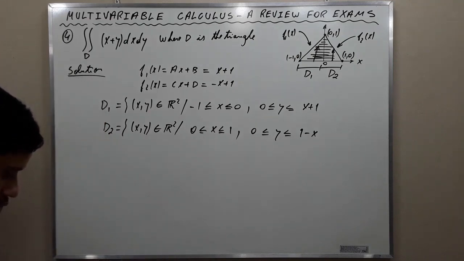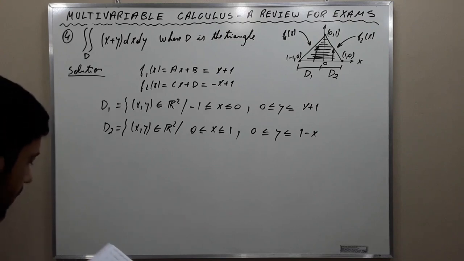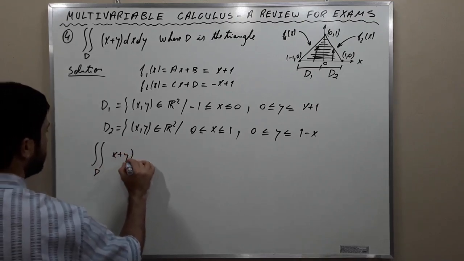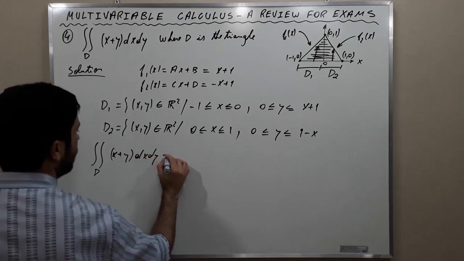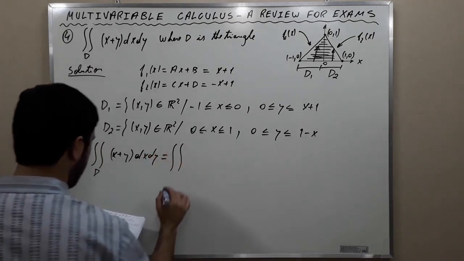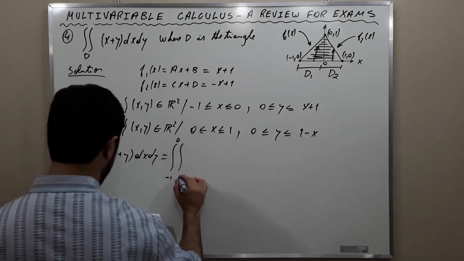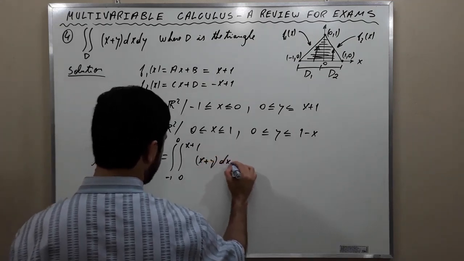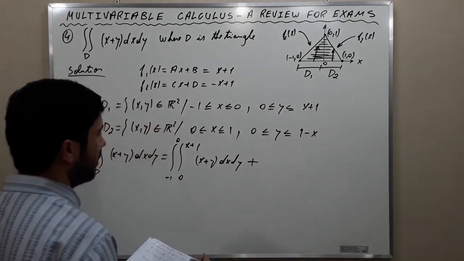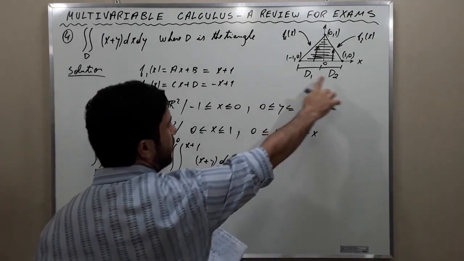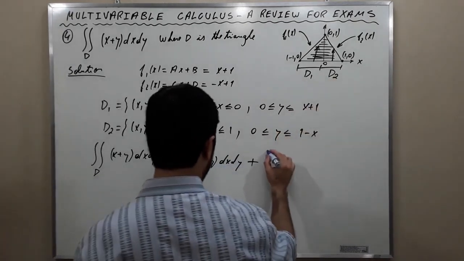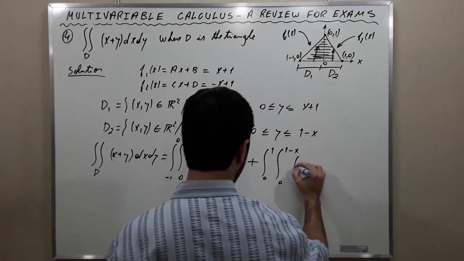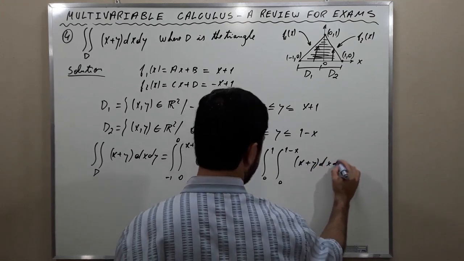And we need to develop this. We are going to have the integral over region D of x plus y dx dy equal to the integral from -1 to 0 and from 0 to x plus 1 of the function x plus y dy dx, plus, because we have two regions of integration, we are going to integrate over here and also over here, from 0 to 1 and from 0 to 1 minus x of x plus y dy dx.